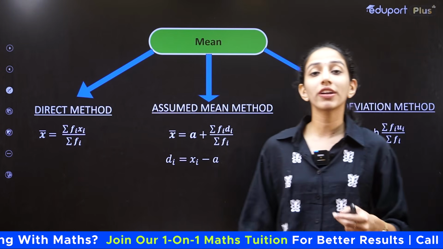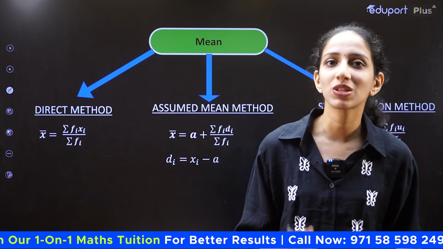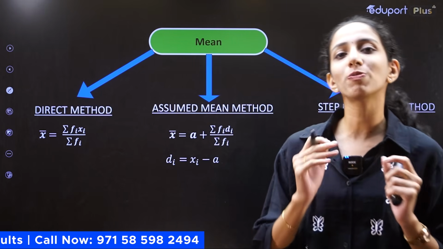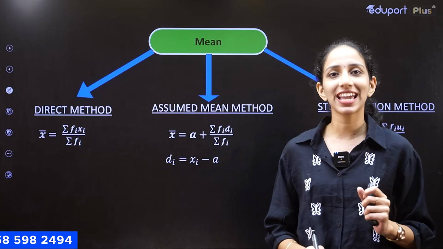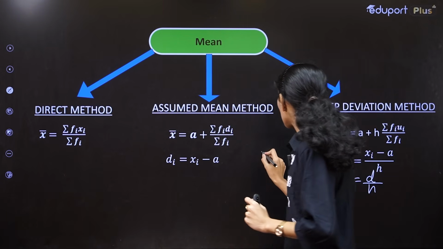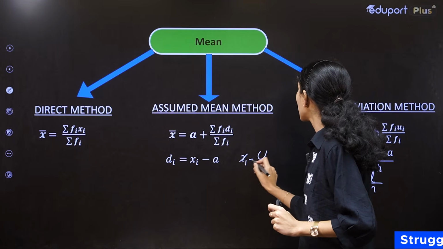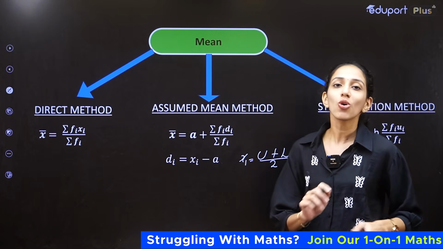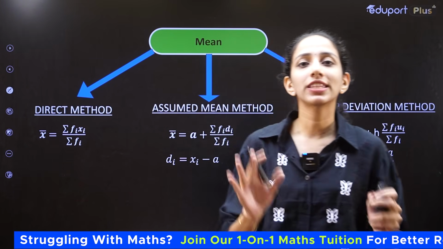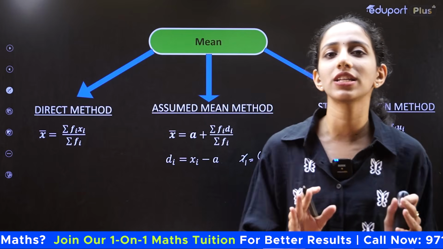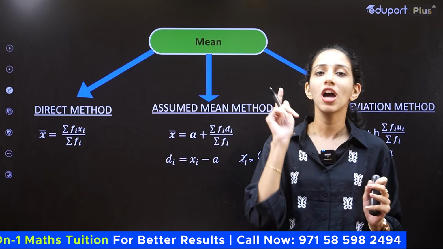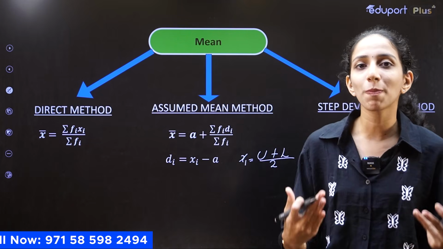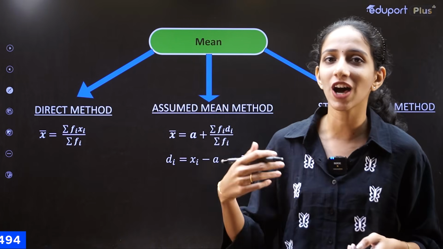We have already discussed xi several times. What is xi for grouped data? In this section we are discussing grouped data. How will you find that xi? By adding the upper limit and the lower limit and dividing by 2. So that's all about this slide. I think you got the equations to find the mean using different methods. Write them down in your notebook, and in our next slides we will discuss how to do problems using all these equations.